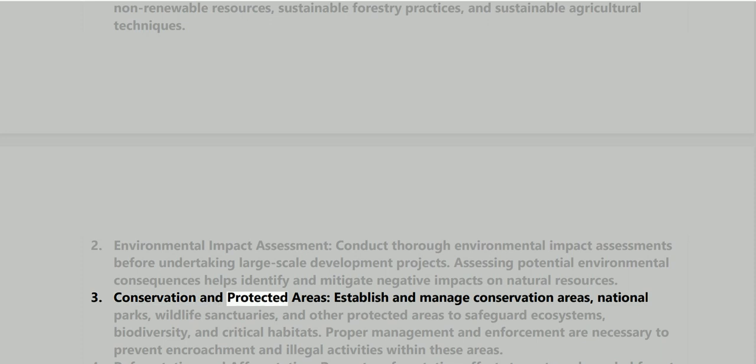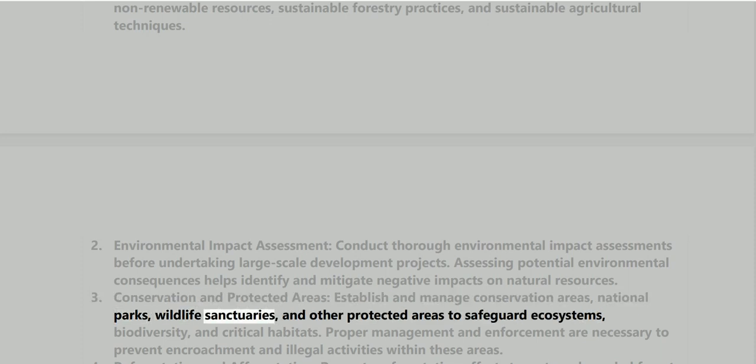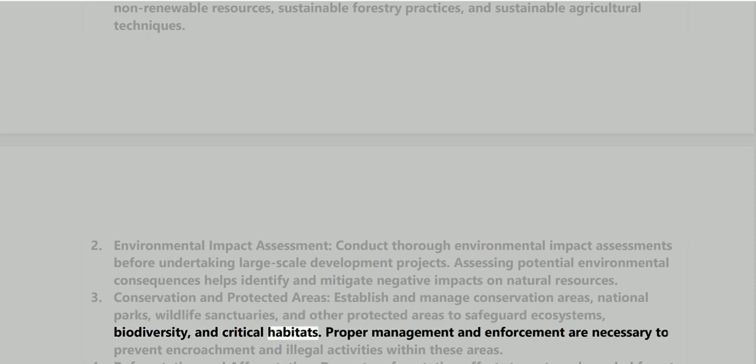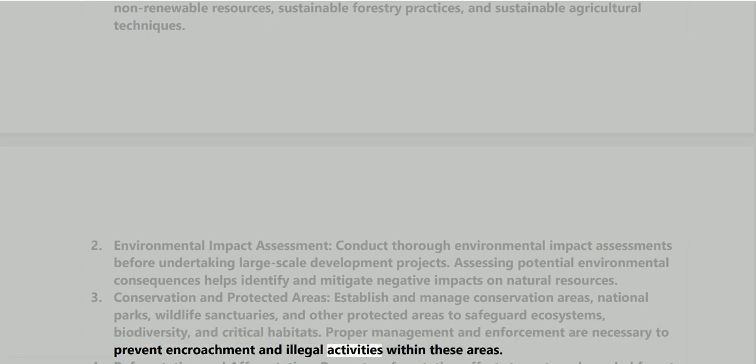3. Conservation and protected areas. Establish and manage conservation areas, national parks, wildlife sanctuaries, and other protected areas to safeguard ecosystems, biodiversity, and critical habitats. Proper management and enforcement are necessary to prevent encroachment and illegal activities within these areas.